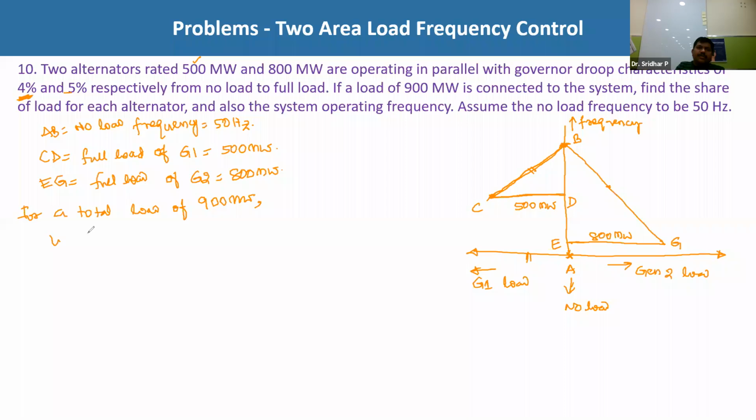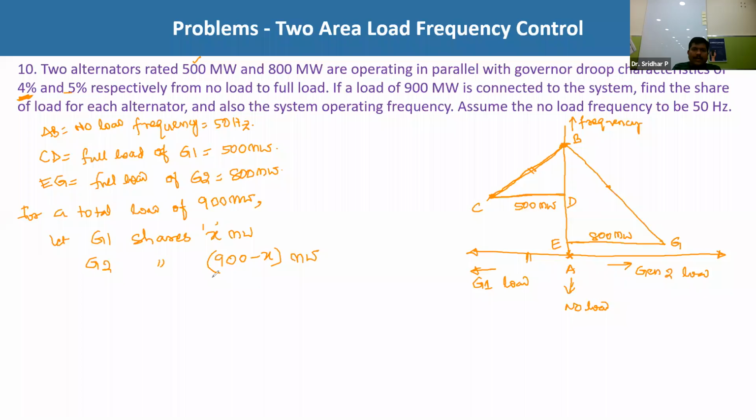Let generator 1 share x megawatt, and generator 2 automatically shares 900 minus x megawatts, because whatever the load on the system, totally 900 megawatt is there. So the first generator shares x megawatt, the second generator shares 900 minus x megawatt. So this 900 is nothing but the total load.